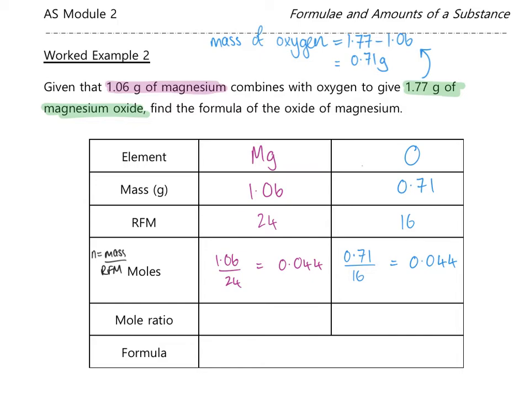Sometimes your mole ratio doesn't come out as exactly integer values, but if it's very, very close, then that's obviously fine. So for your mole ratio, we divide by the smallest number of moles, which in this case is exactly the same. So we just divide by 0.044. And so that's obviously going to come out as a ratio of 1:1. And so the formula of my magnesium oxide is MgO.